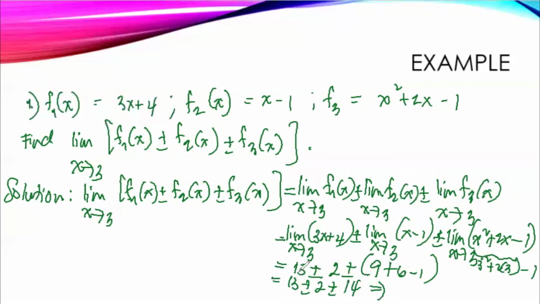So for the addition, we have 13 plus 2 is 15 plus 14 is 29. That's for the addition. How about for the subtraction? 13 minus 2 is 11. Minus 14, the answer is negative 3. Okay?